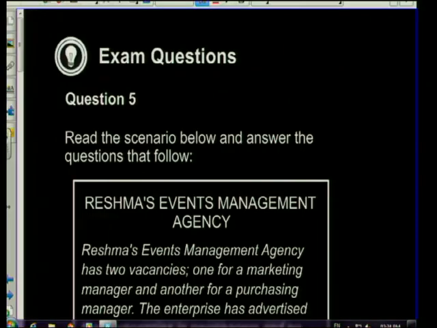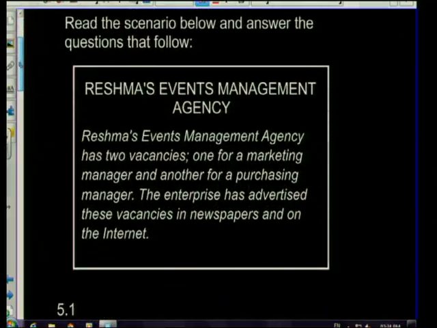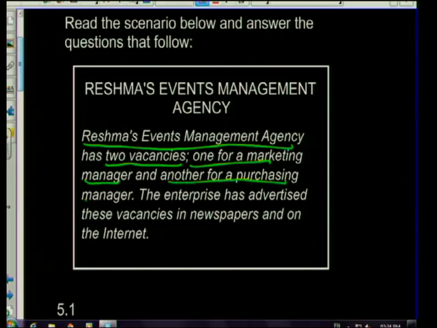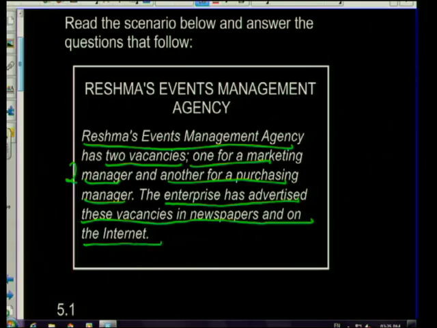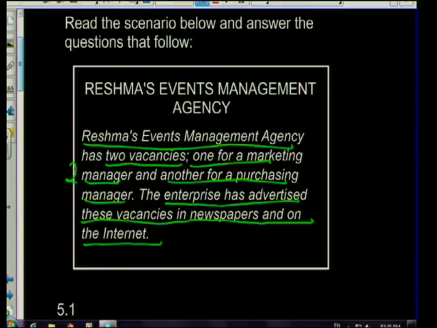This one, question 5, we're looking at Reshma's Events Management Agency. So Reshma's Events Management Agency has 2 vacancies, one for a marketing manager and another for a purchasing manager. So 2 positions. The enterprise has advertised these vacancies in newspapers and on the internet. So we know off the bat what's happening here. There are 2 positions available, and we also know where they've been advertising. So keeping that in mind, let's have a look at the first question.